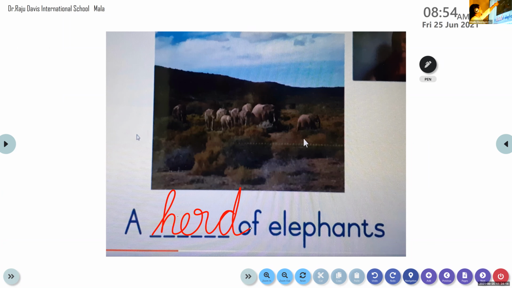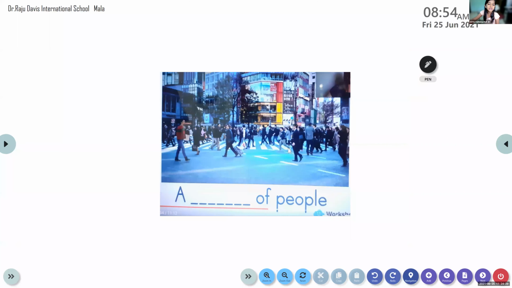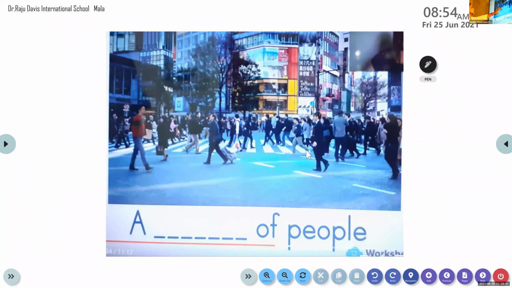Herd of elephants. You can see a group of elephants is not one, two, or three. When it is in a group, the collective noun used is herd. Is that clear? Okay. Herd of elephants. Now here, there are a lot of people, a group of people. What do you call a group of people? We call it a crowd of people.